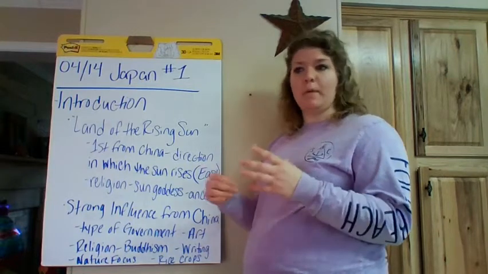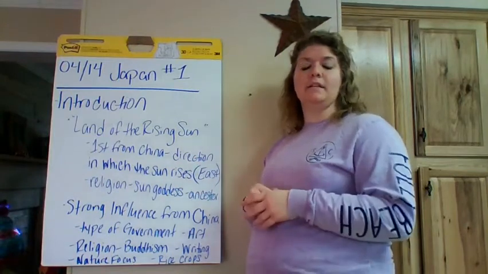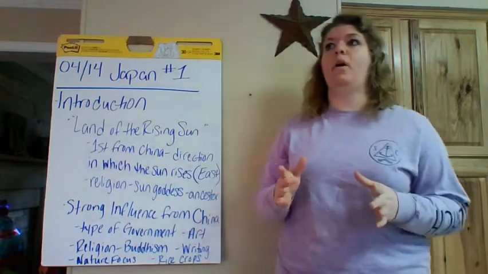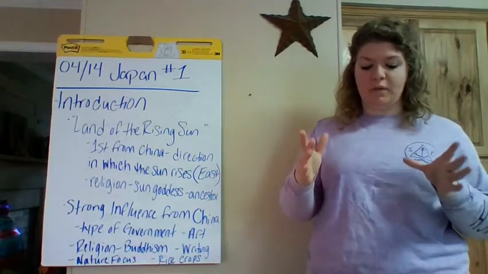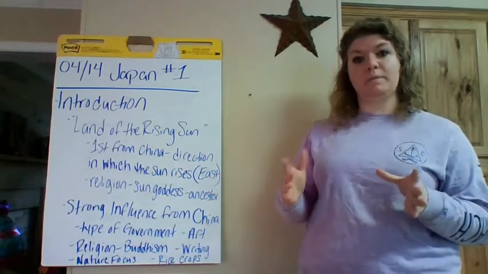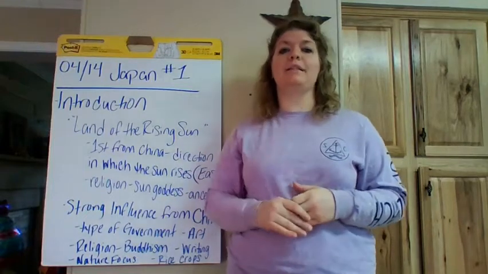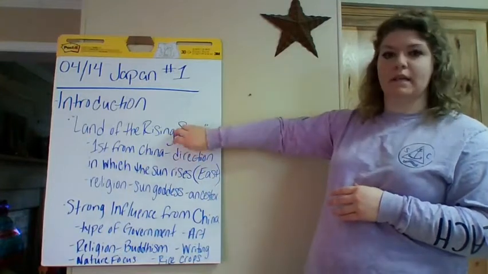So if you know anything about the sun rising and setting at all, the sun rises in the east and sets in the west. Well, when you look at a map of Asia and where China and Japan are with respect to each other, and I'll have one on Google Classroom for you in your PowerPoint, Japan is east of China. So when you are in China and you look in the direction of Japan, you're literally looking in the direction in which the sun rises. So that's what they started referring to it as: the land where the sun rises.